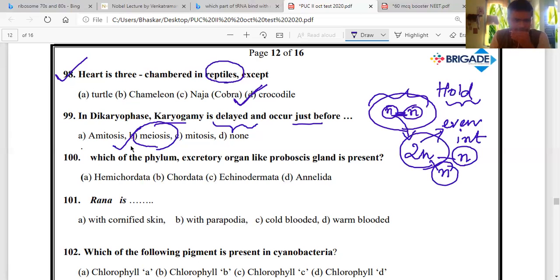Next, in which phylum is an excretory organ like the proboscis gland present? We have just discussed, that is hemichordates.